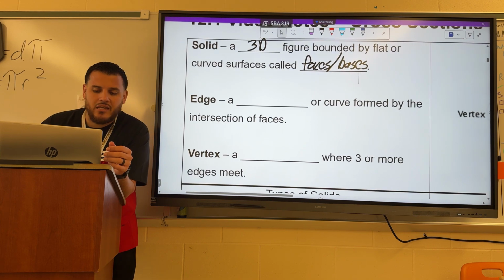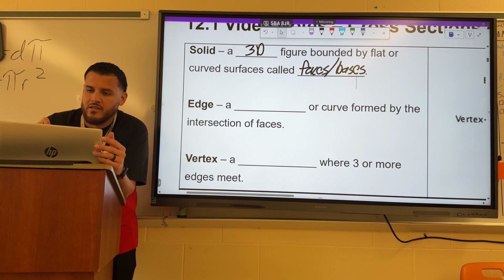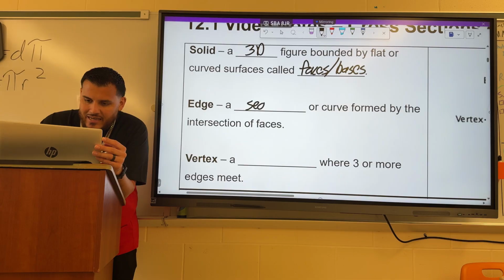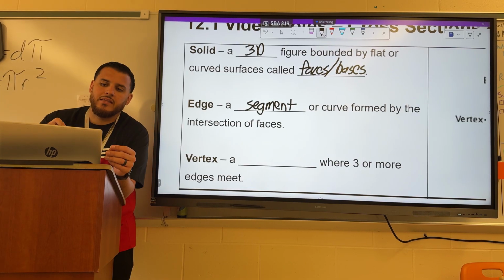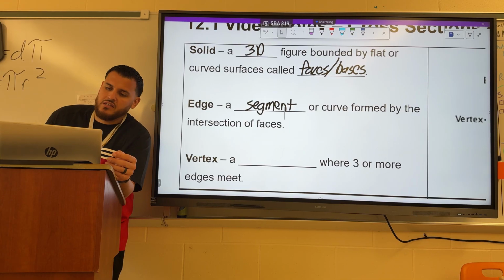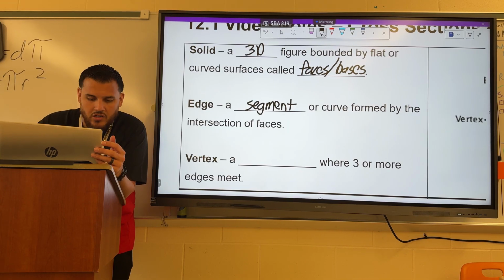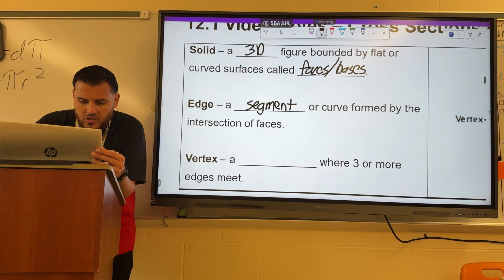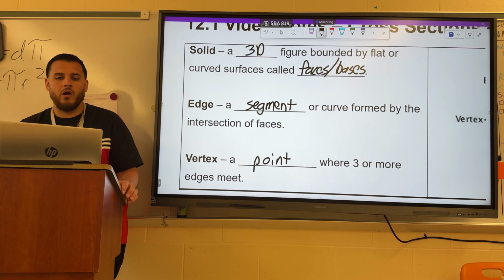An edge is a portion of a solid that is typically a segment or a curve formed by the intersection of a bunch of faces. And then we have vertices, which are just like vertices on two-dimensional shapes. They're just points. So a vertex is a point where three or more edges are going to meet.